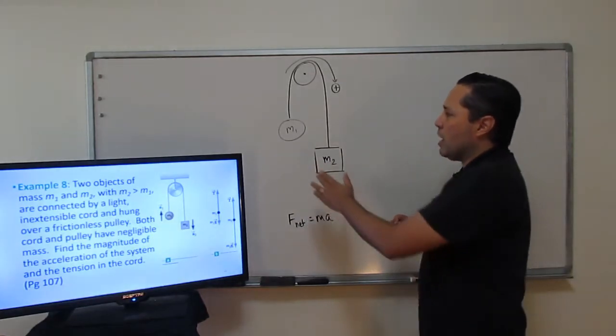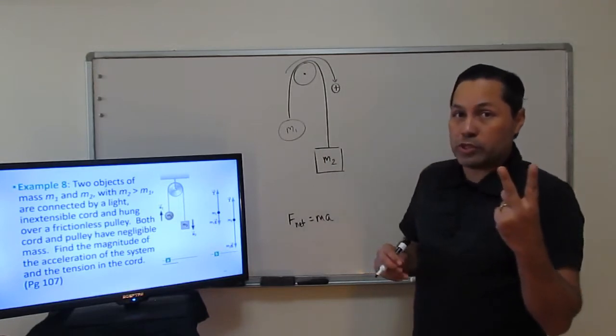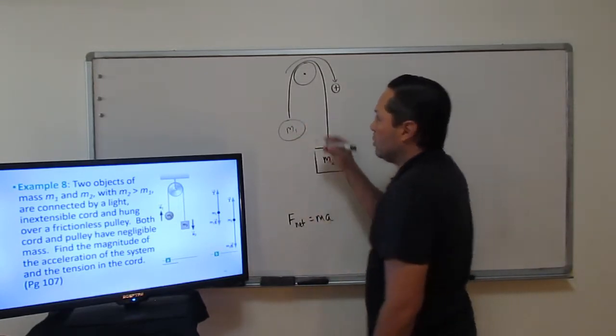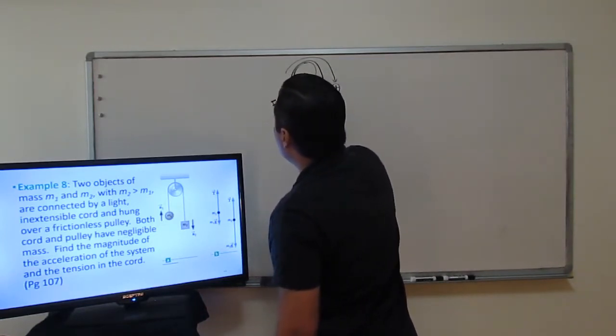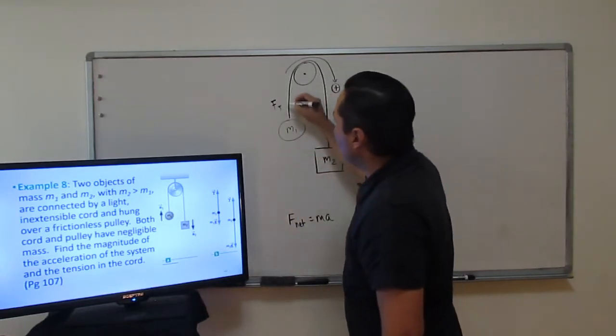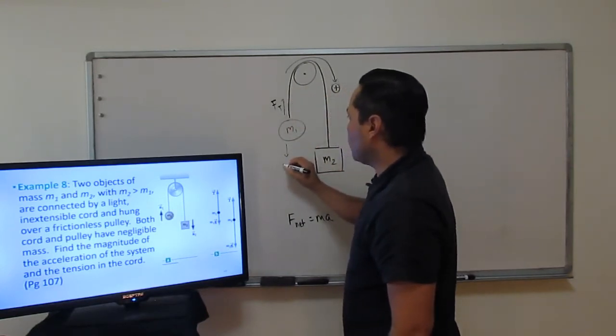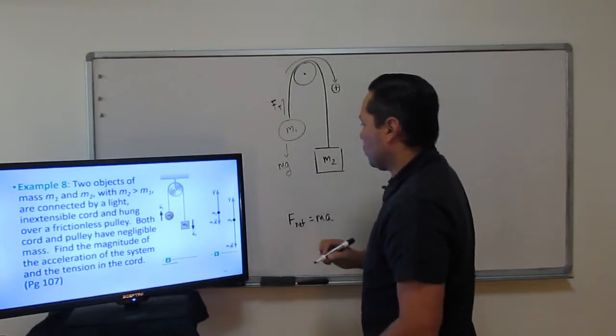Alright, so let's look at m1. In m1, there's two forces acting on it. The first one is on the top: there's going to be force tension. And on the bottom is going to be force due to gravity. So I'm going to put an arrow going up and one going down for force due to gravity. I'm going to put mg for force due to gravity.